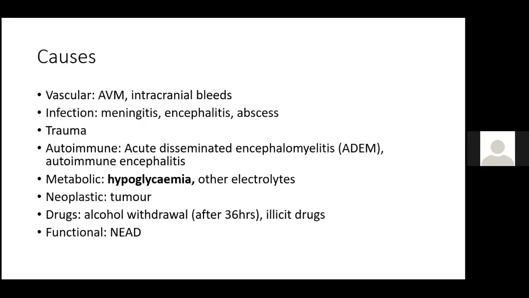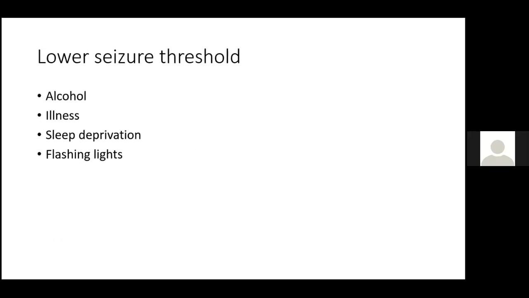So the causes of epilepsy or seizures, it could have a vascular cause. So I always like to look at the surgical sieve. So vascular, so it could be an arteriovenous malformation, intracranial bleeds, infections such as meningitis, encephalitis, or abscesses can cause seizures, trauma, autoimmune, so autoimmune encephalitis, metabolic, so hypoglycemia or other electrolyte abnormalities, low sodium, neoplastic, so tumors, drugs, so alcohol withdrawal or illicit drugs, and functional as well, so non-epileptic attack disorders.